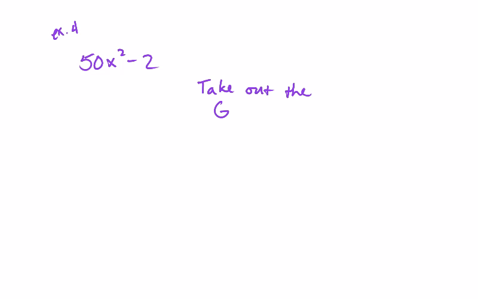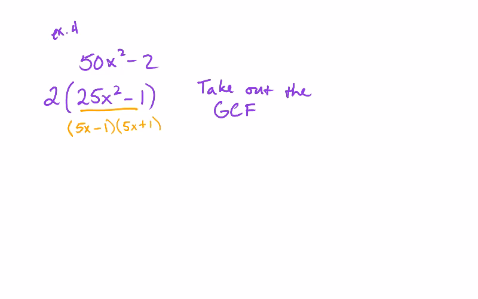you might see that the GCF is 2, both are divisible by 2. So if I take out 2, it would be 25x squared minus 1. Now when you look inside the parentheses, you actually see a difference of squares situation. The square root of 25x squared is 5x, and the square root of 1 is 1. So this would factor to 5x minus 1 and 5x plus 1, and that 2 would remain in front. That would actually be fully factored.